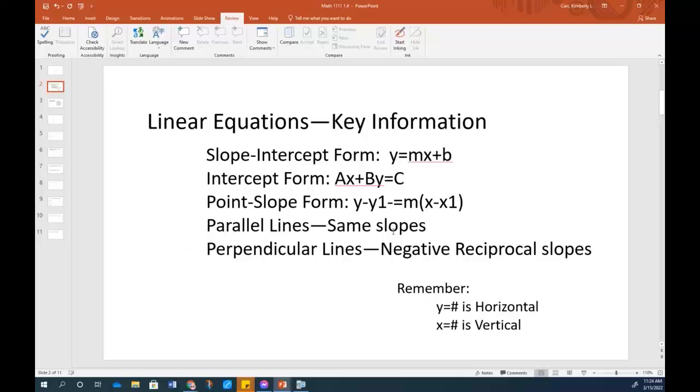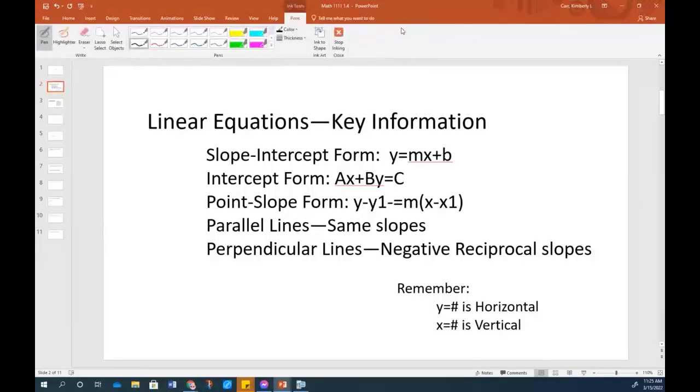Parallel lines have the same slope, and perpendicular lines have negative reciprocal slopes. So just a comment about what that means. If I had two parallel lines, the first slope is the same as the second slope. But if I have perpendicular lines, to get to that second slope, you have to change the sign and you're going to flip it over.